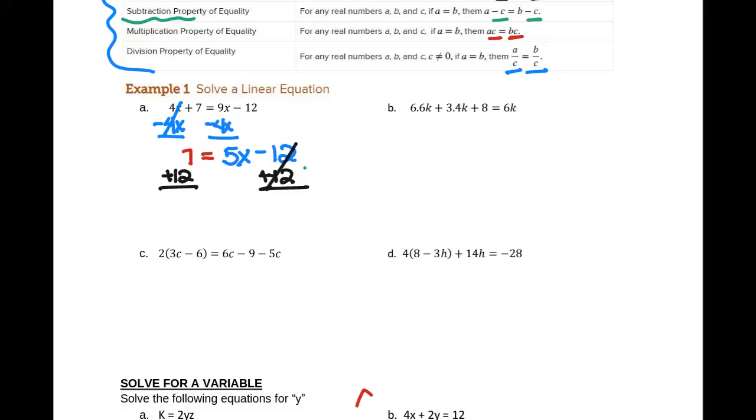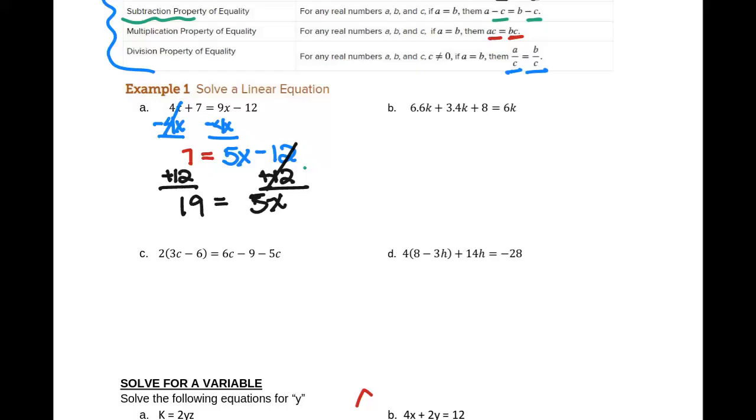Add 12, that cancels out. 7 plus 12 is 19. 19 is equal to 5x. And you're like, oh, Miss Thede, this isn't going to work out evenly. Is that okay? Yeah. These are the kinds of problems that are in the real world. You know where everything works out is mostly in a math class. All right, so we have 5x equals 19.